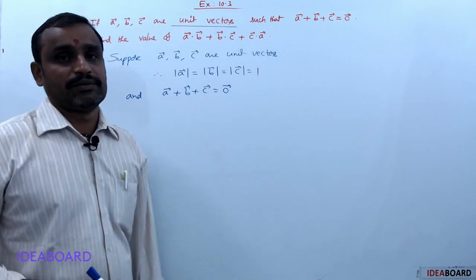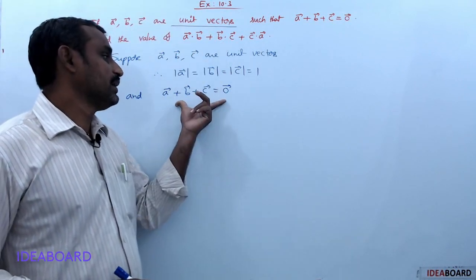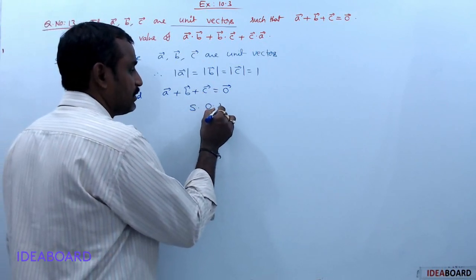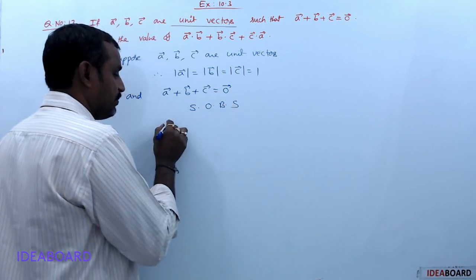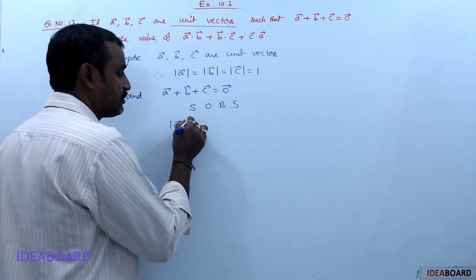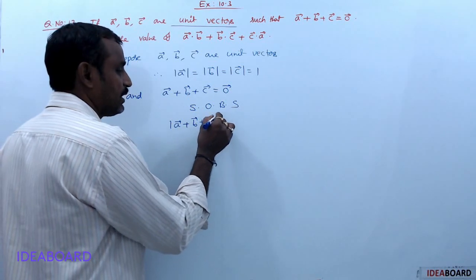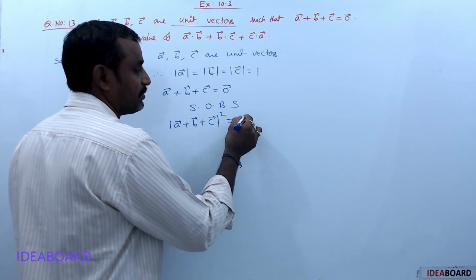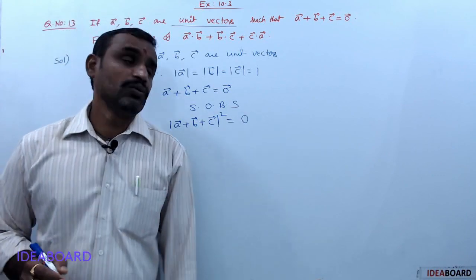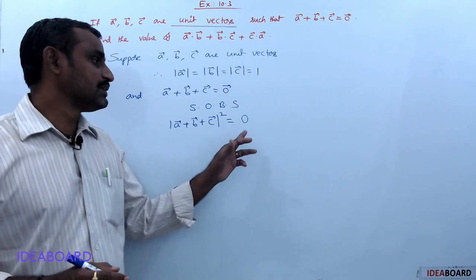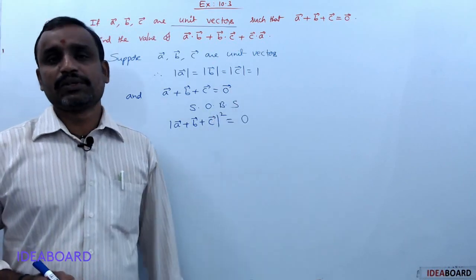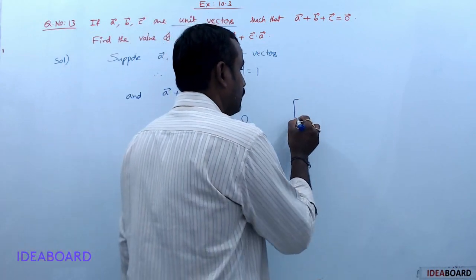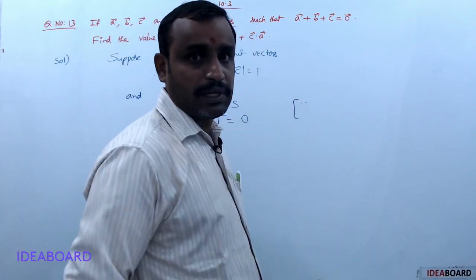How to calculate this? Take the square on both sides of this equation. Now we get magnitude of a bar plus b bar plus c bar whole square is equal to magnitude of 0 bar whole square, which is nothing but 0. It is a scalar. When squaring the null vector on both sides, magnitude of 0 bar whole square is nothing but 0.